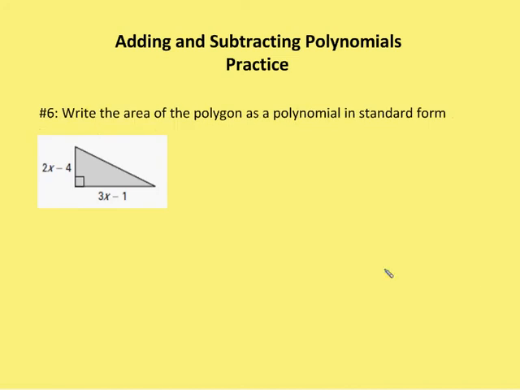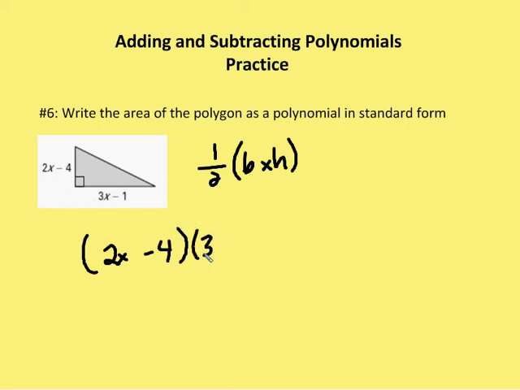All right, finally I want to write the area of a polygon as a polynomial in standard form. So simply I have 1/2 base times height is my value for the area of a triangle. So let's multiply out the values of the height and the length first. So I have 2x minus 4 times 3x minus 1, and then ultimately I'm going to multiply this all by 1/2. But I'm going to take care of these two polynomials first.